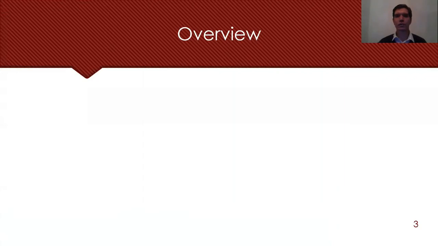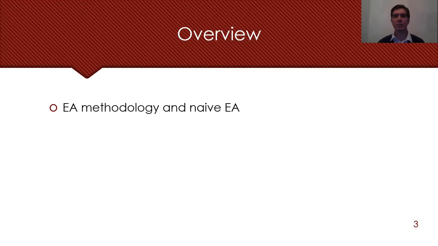So the structure of this talk is as follows. First, I'll talk about EA methodology and how it can be misapplied. That's the naive effect of altruism, where you neglect certain important considerations. And then I'll turn to psychology neglect, which is where you neglect specifically considerations pertaining to psychology. And that comes in two kinds, or two forms.